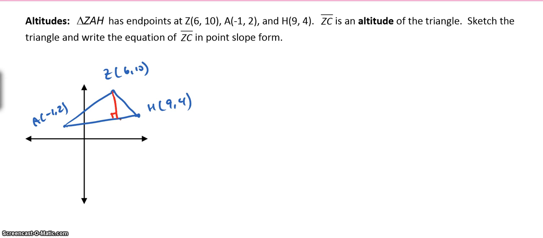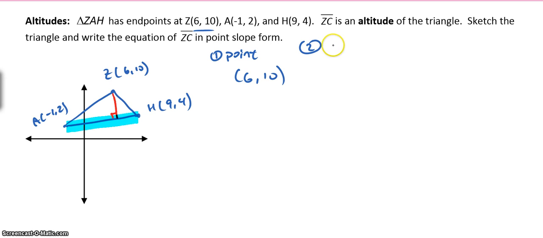Okay, so the first thing we need in point-slope form is a point. Now we don't care about the midpoint here like we have in the past 2 examples because an altitude doesn't cut it in half. All we know is it makes 90. So my point here, I'm just going to use point Z, which is 6, 10. Alright, so we have my point. Now here's the tricky part for altitudes. We make a 90, but what we are is perpendicular to AH. So we actually need the perpendicular slope to AH.